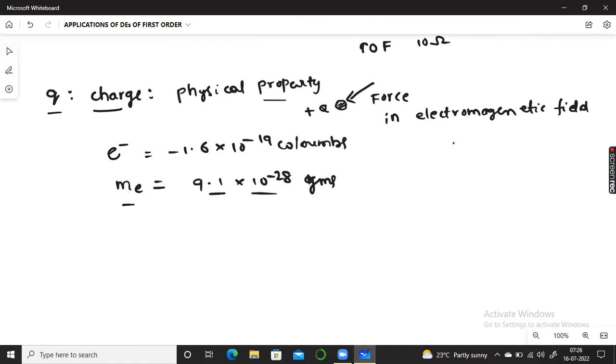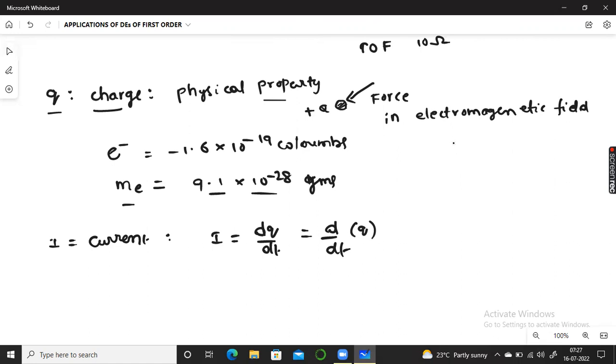Now, current. Current is the rate of flow of charge. It means I am operating d by dt on q. If q changes with respect to time, it means the charge is moving with respect to time. Moving means automatically time is the concern. I told you time is a universal independent parameter. All other parameters will depend on time, but time will not depend on any other parameter. So the rate of flow of charge is called current.